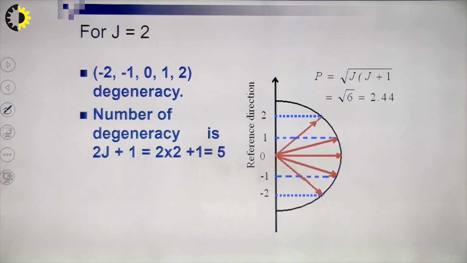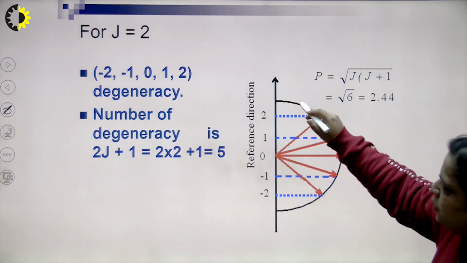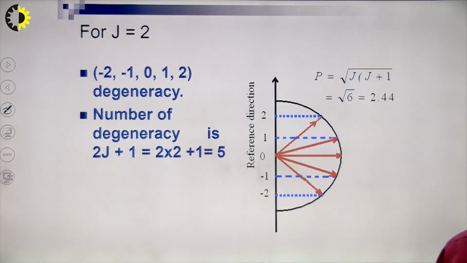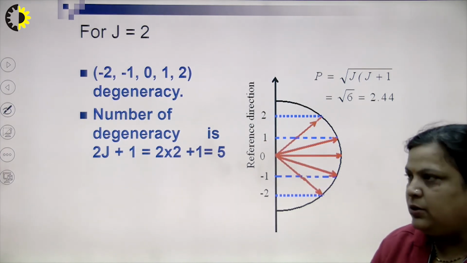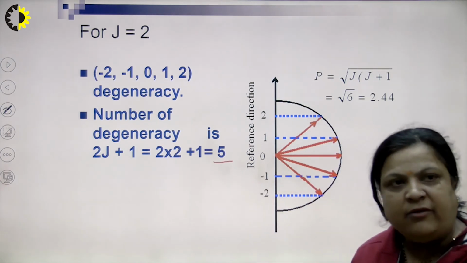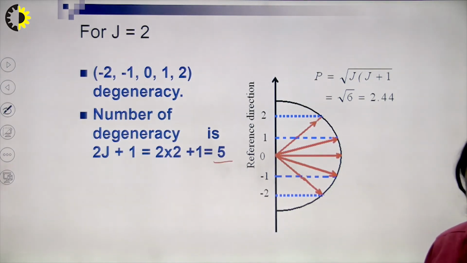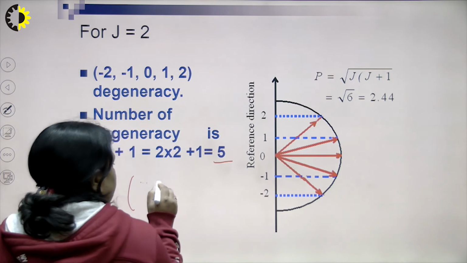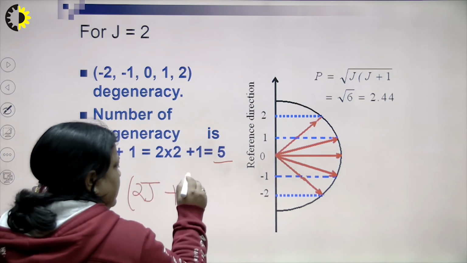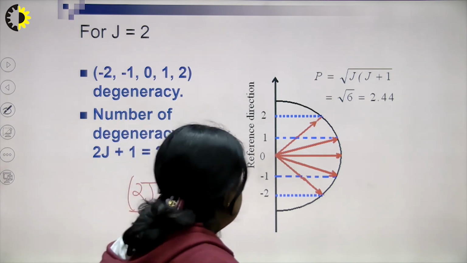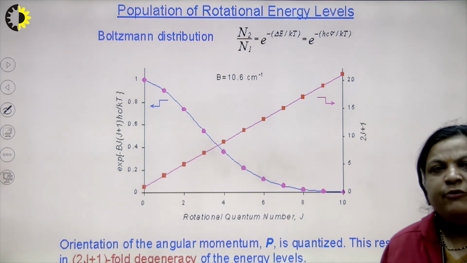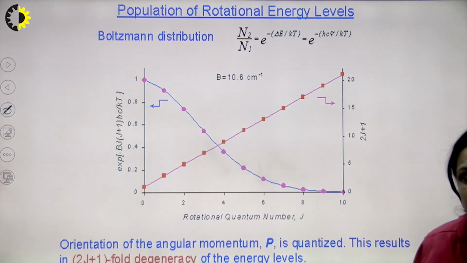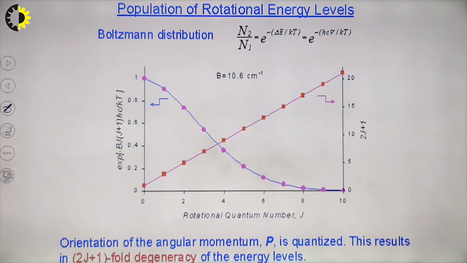So, similarly, we can find this. Now, for j is equal to 2, the degeneracy will be minus 2, minus 1, 0, 1 and 2. And if we take the total, then it becomes 5. So, for j is equal to 2, the degeneracy will be 5. Similarly, to simplify, the degeneracy will be 2j plus 1 for all the values of j. Now, the population of rotational energy levels depends on degeneracy as well as the Boltzmann distribution.